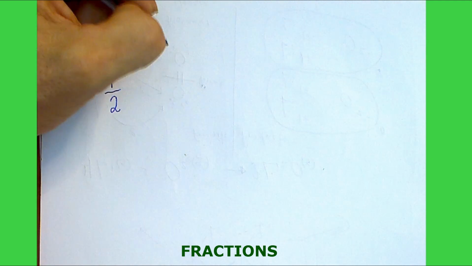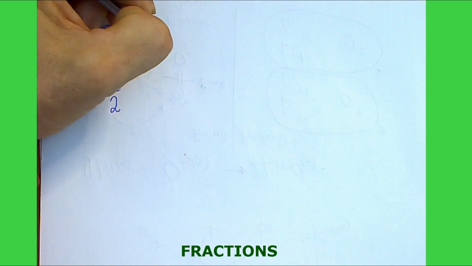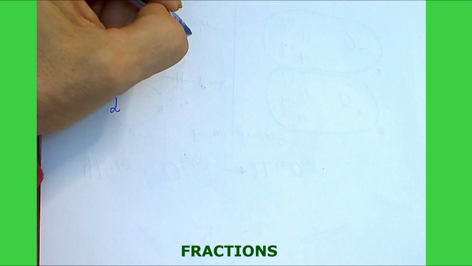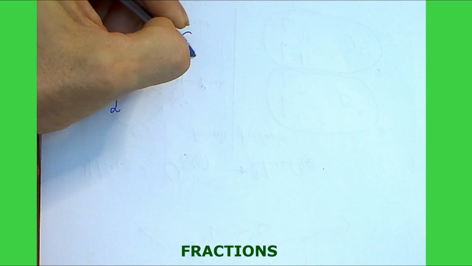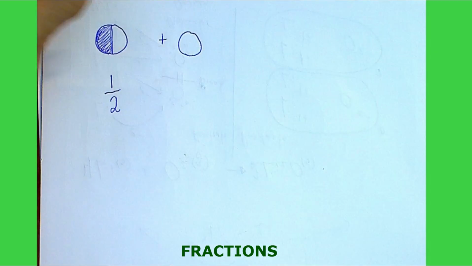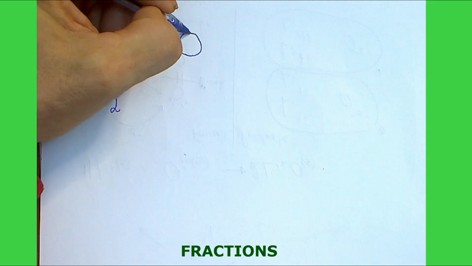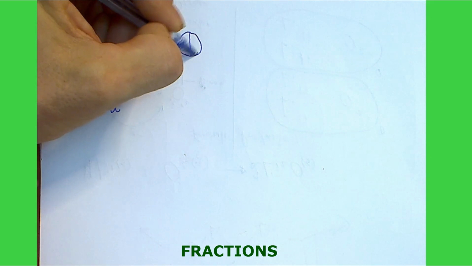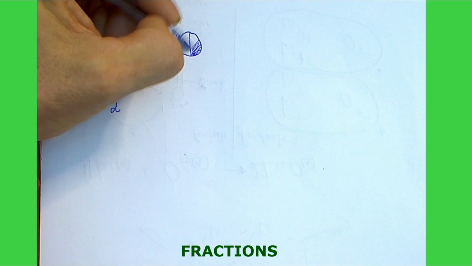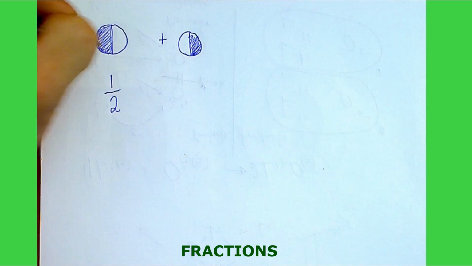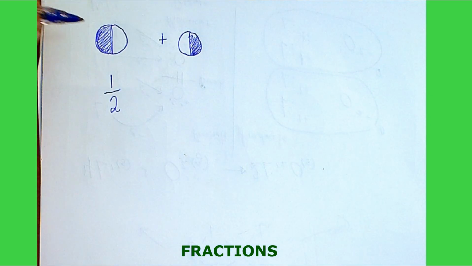And of course, the first thing we're going to learn is 1/2 plus 1/2. And again, I'm not going to try to fight their visualization. I'm going to work with it. So the next circle, I'm going to color in the opposite side so that they can see that piece goes with that piece.